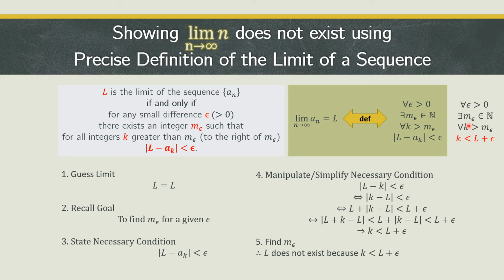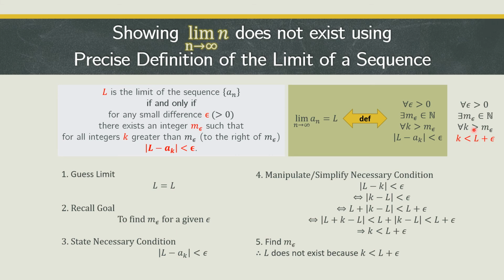You cannot have k being boundless and at the same time being smaller than some number. So k can always be made bigger than any number. And so we cannot find any m sub epsilon there, because for any m sub epsilon we choose, if the limit is L, it says that k will be less than L plus epsilon, and that's just not going to be true, right?